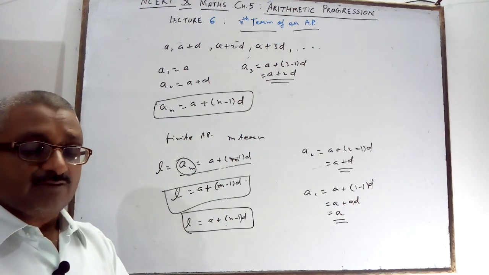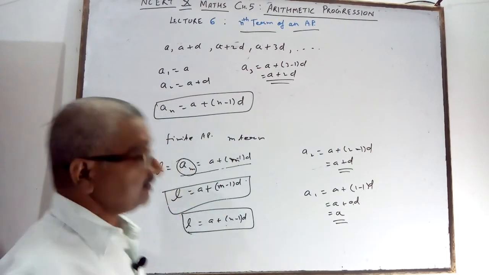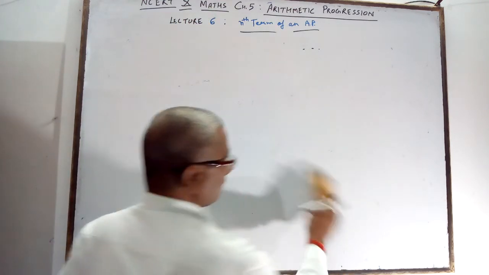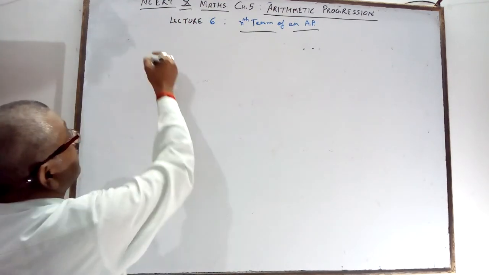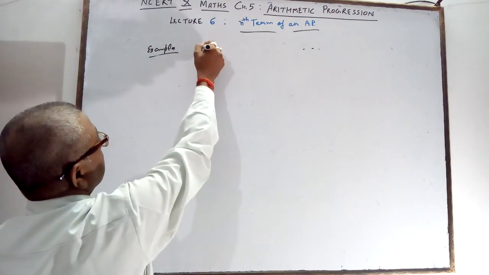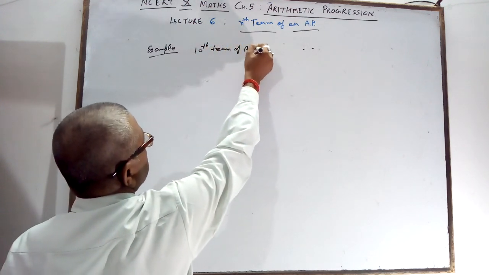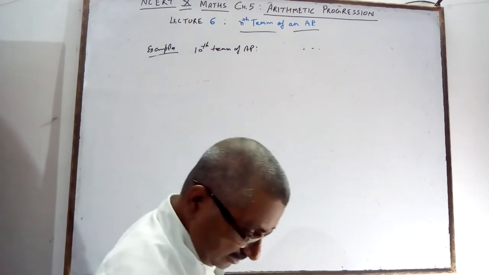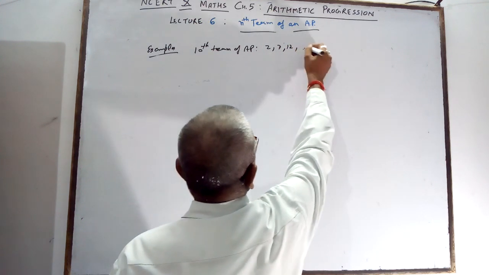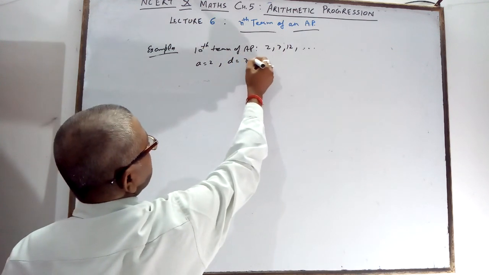Now you will see some examples. Find the 10th term of the AP 2, 7, 12. What is given? 2, 7, 12, and so on. So what is a? a is 2. What is the common difference? 7 minus 2, that is 5.